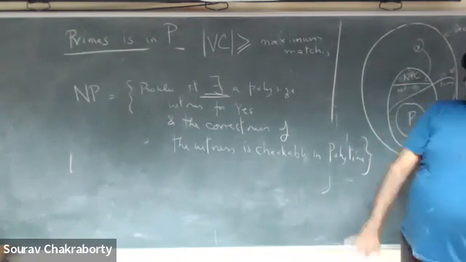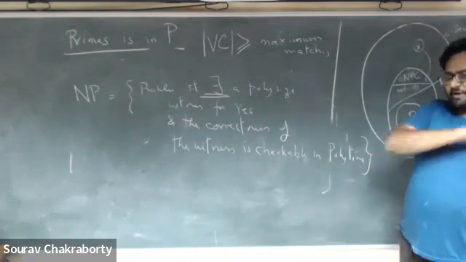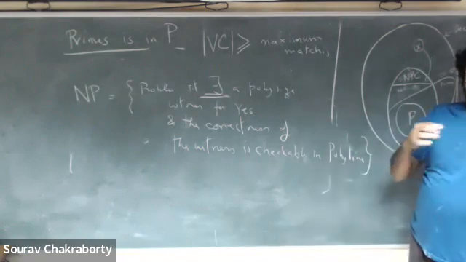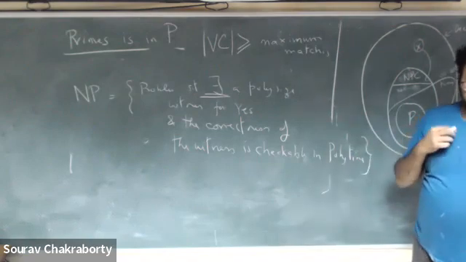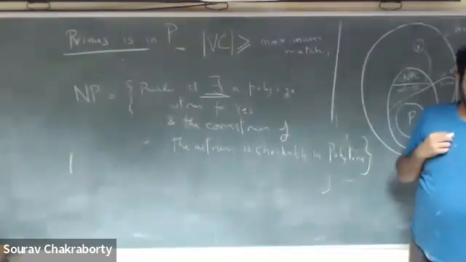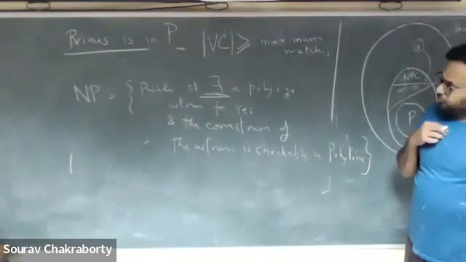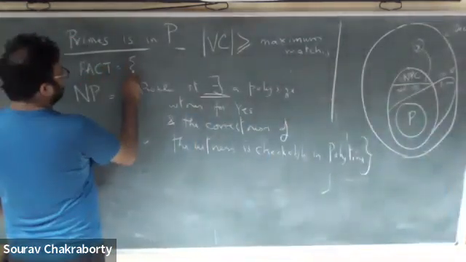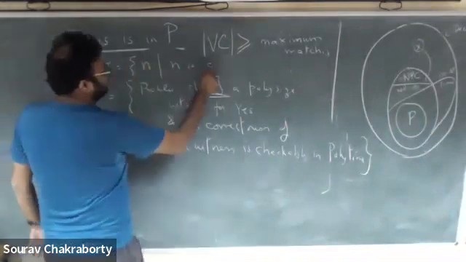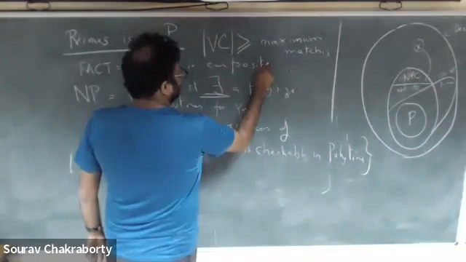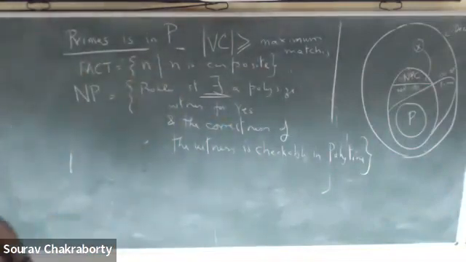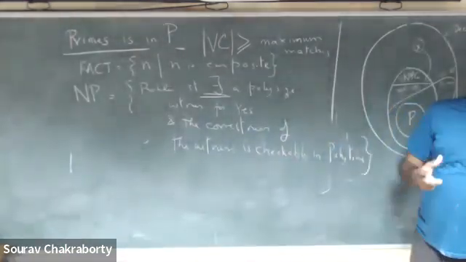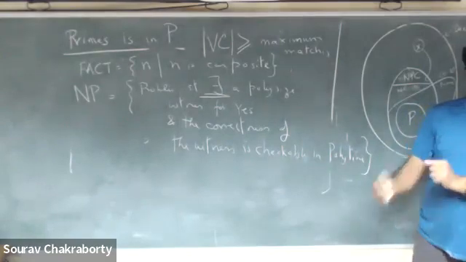So think yourself to be an all-powerful person. You don't have any restriction on how powerful you are. I am a polytime algorithm machine. I don't have a lot of time. So if you have to prove, say, it's called FACT. FACT is the set of all n such that n is composite. Now you have given me a number n. First of all, am I able to check whether that number is composite or not?